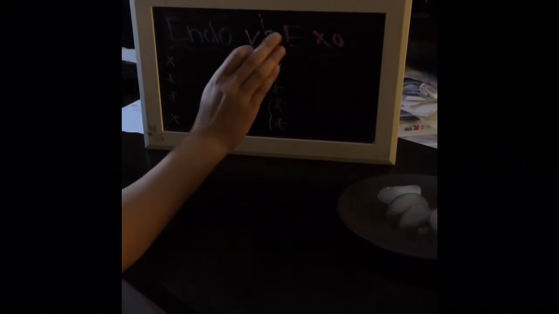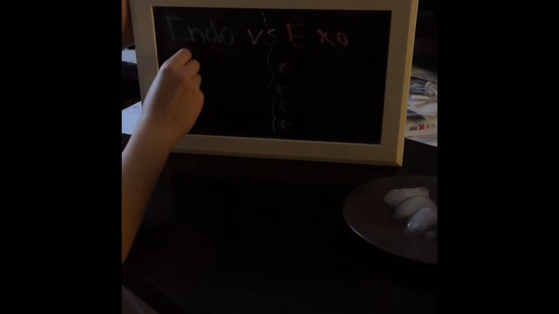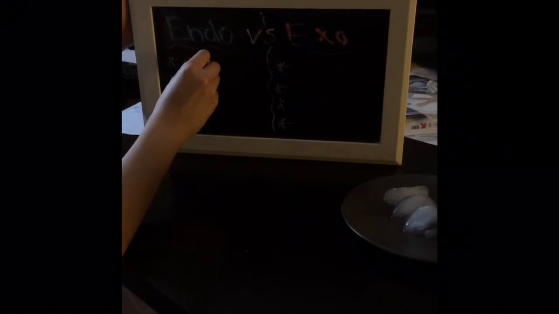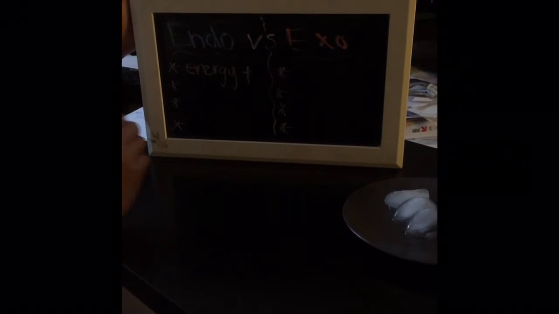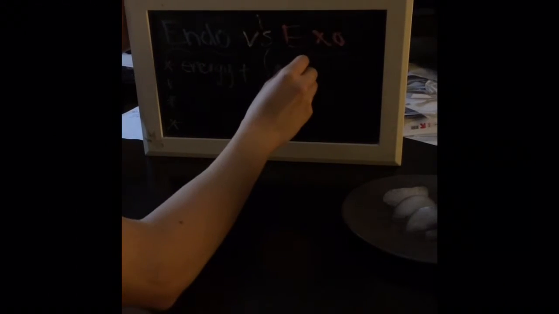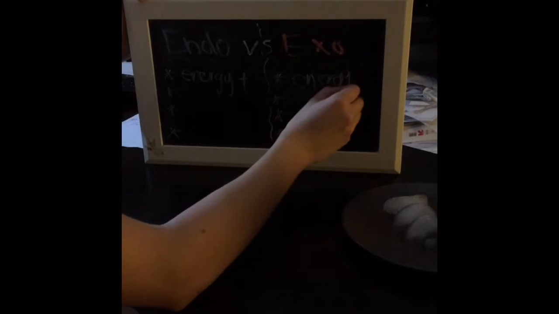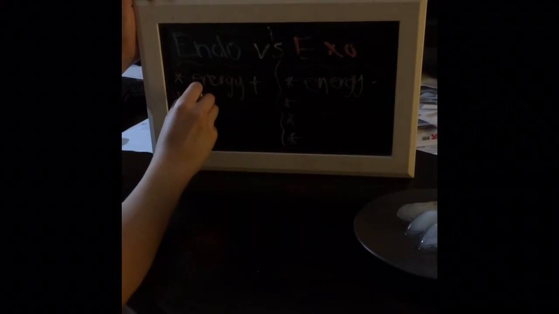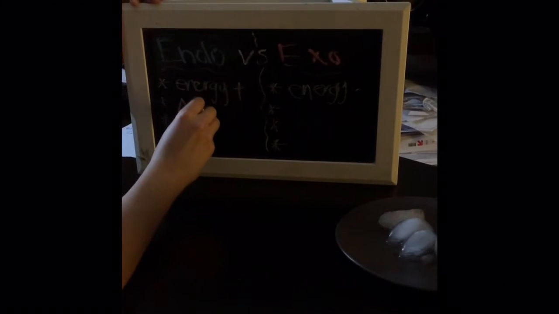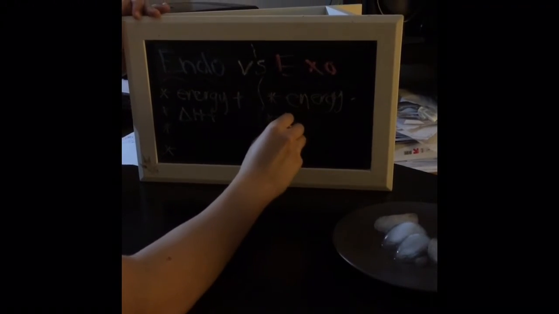Alright, endothermic reactions. So first, we're going to start with endo. And in an endothermic reaction, energy is gained. So I'm going to do energy plus, and in an exothermic reaction, energy is lost. And then in endothermic, the delta H is positive. Exothermic delta H is negative.